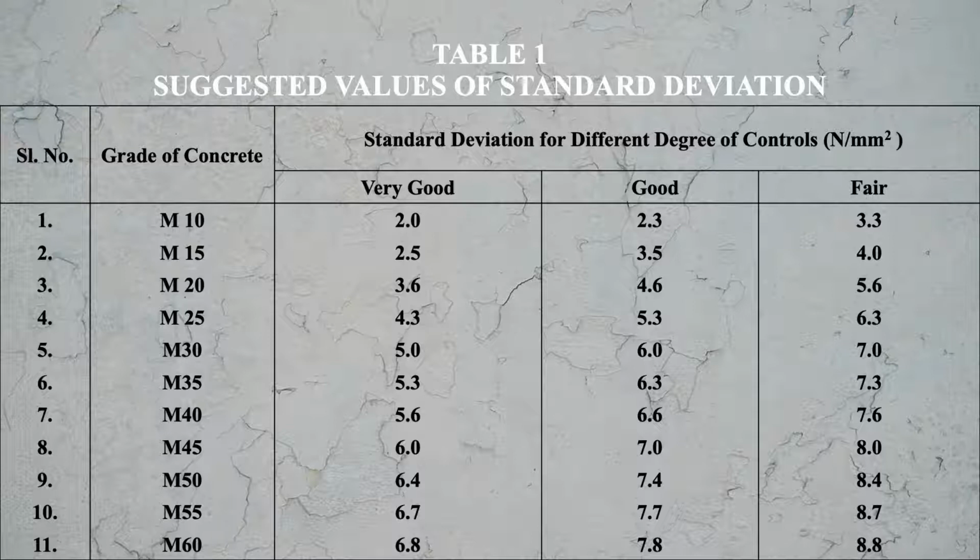So depending upon the degree of control for different grades of concrete, different standard deviation values are given in the code, as represented here and reproduced in this table. So these will be used for different grades of concrete.